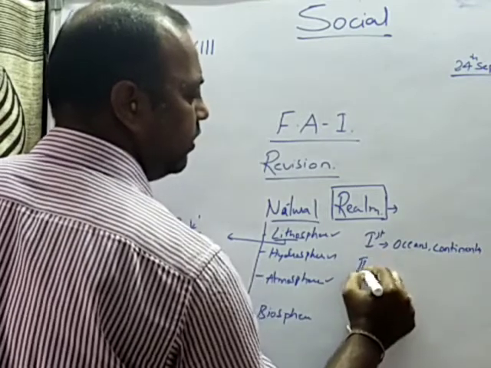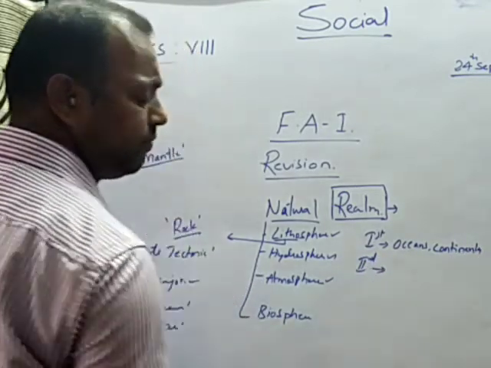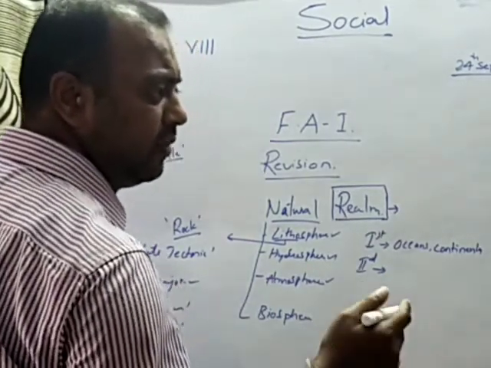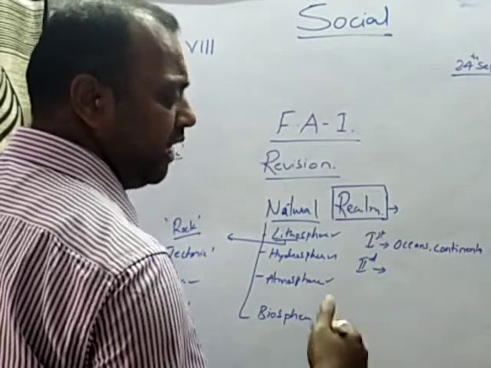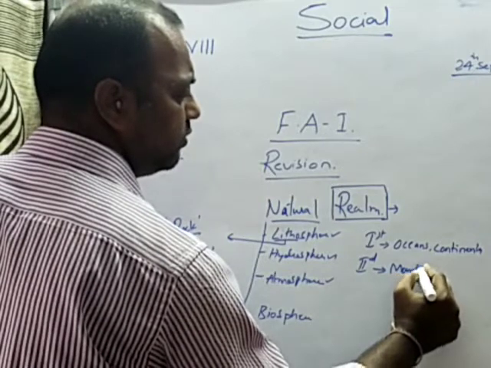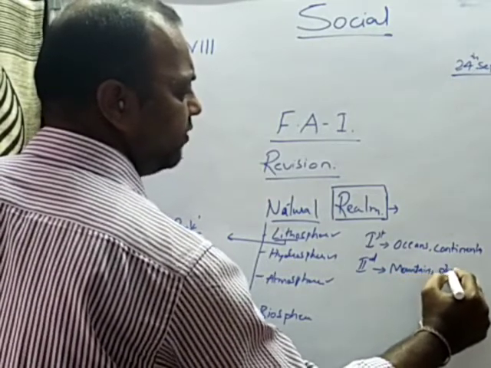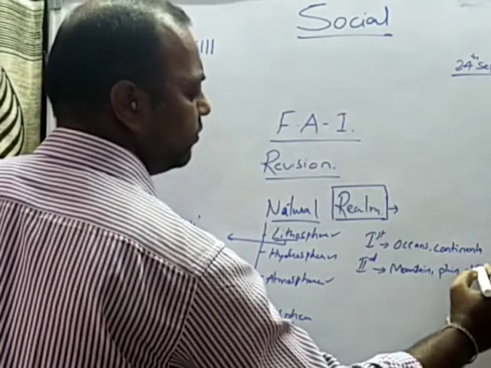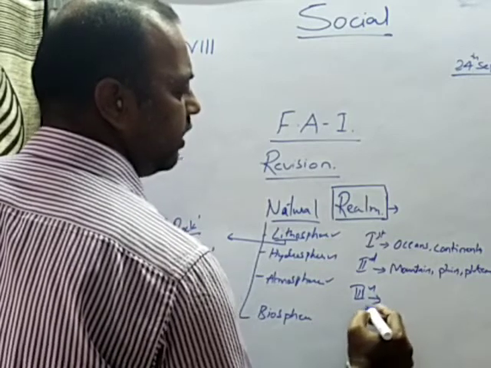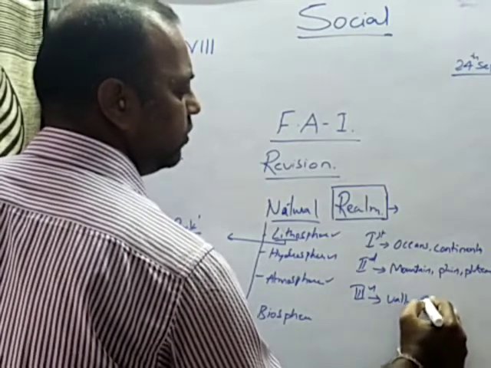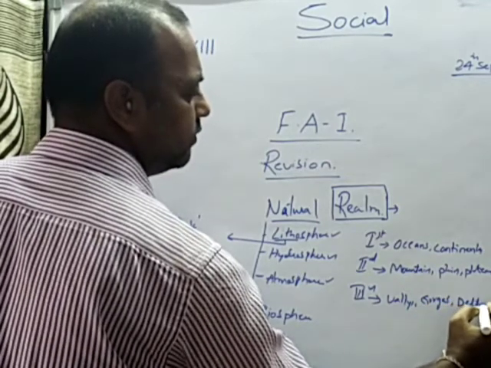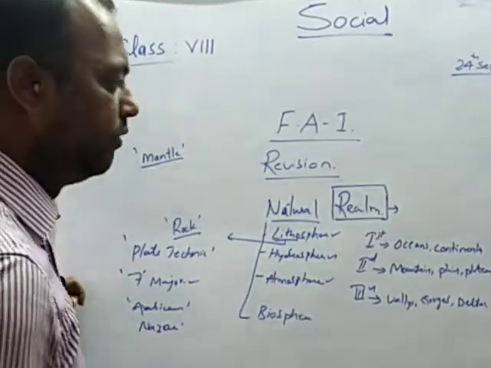Second order landforms are the landforms created because of the rivers, the rainfall, the wind, and the work of wind and water. The landforms which got created are called second order landforms, like mountains, plains and plateaus. These are considered second order. And third order landforms are the valleys, gorges and deltas. These are the third order landforms.